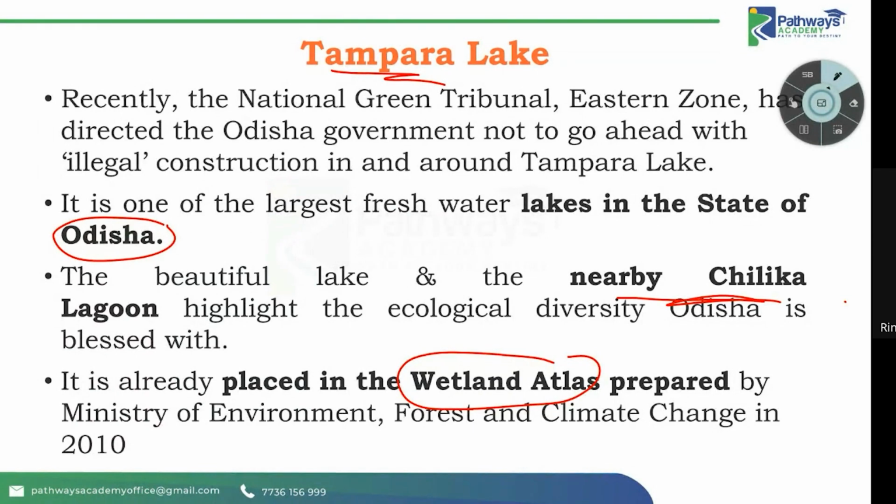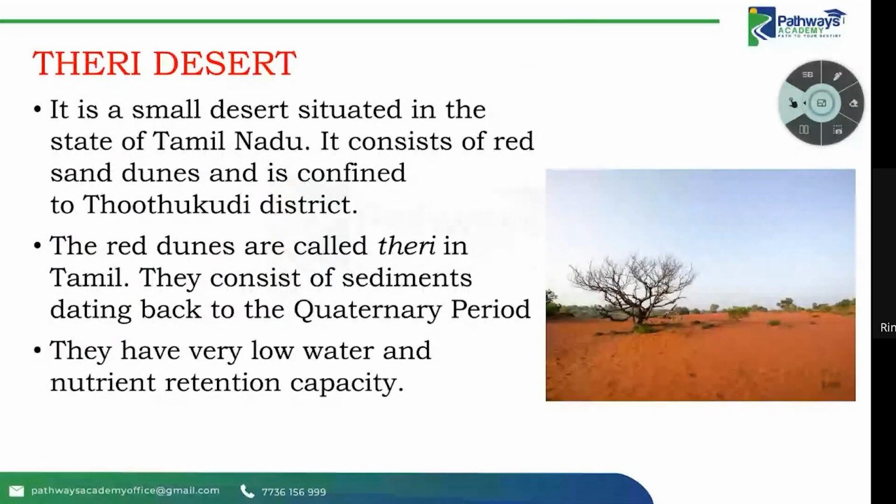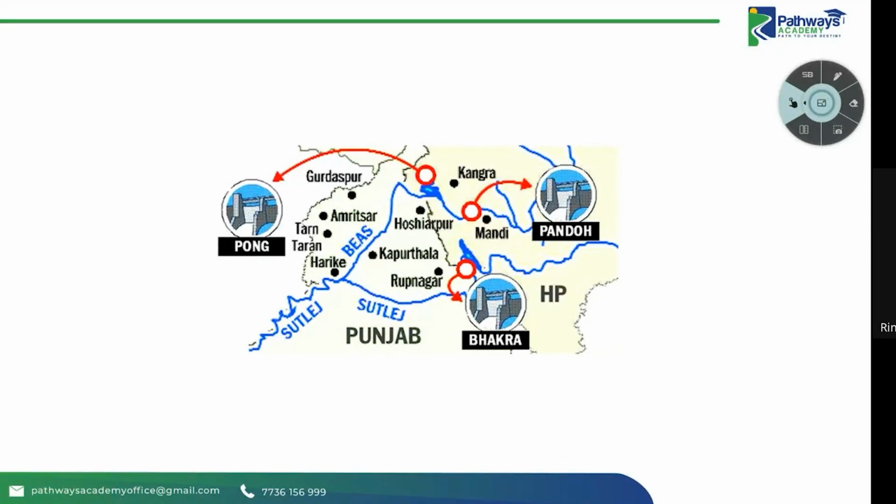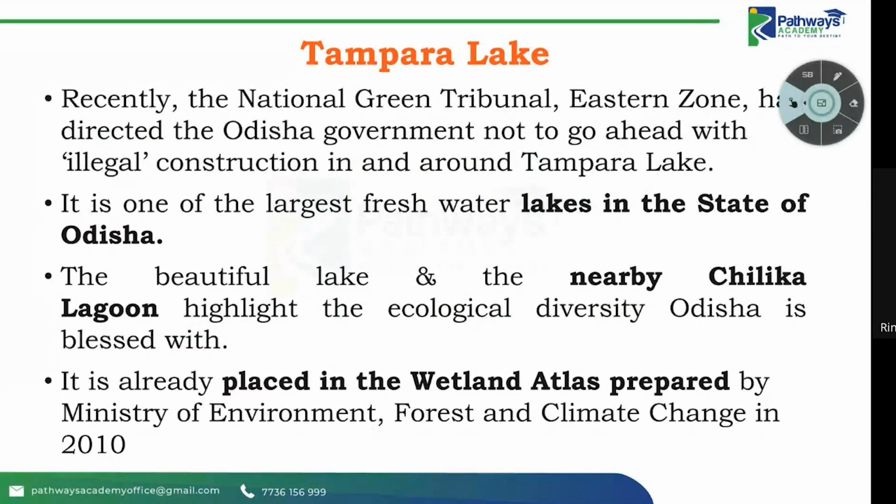The river which drains into Chilika Lake is Daya River. UPSC may give a statement like that. They will say Mahanadi drains into Chilika Lake. It's not right. Actually, Daya River is entering into Chilika Lake. Chilika is a lagoon, actually. It's not a lake, it's a lagoon. So Tambara Lake is in Odisha. It's a freshwater lake and it comes under the wetland atlas prepared by the Ministry of Environment.